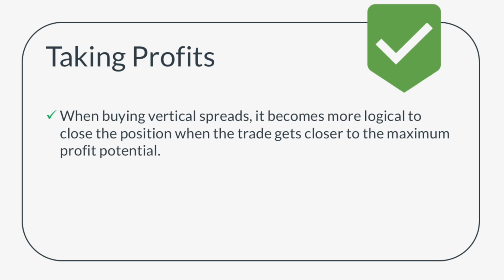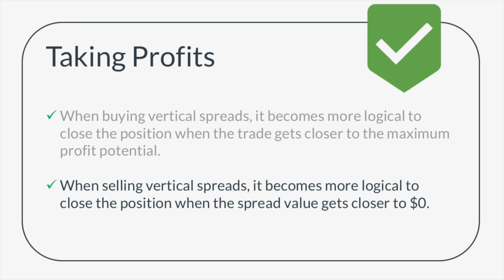Now to quickly recap, when buying vertical spreads, it becomes more logical to close the position when the trade gets closer to the maximum profit potential. Now that means when the spread's value gets closer to the width of the strikes. So if you buy a 25-point wide call spread or put spread, the closer that spread's price gets to $25, the more it makes sense to take profits.